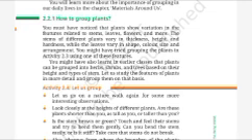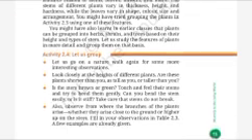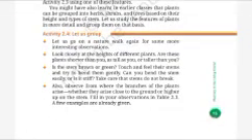You might have also learned in earlier classes that plants can be grouped into herbs, shrubs, and trees based on their height and types of stems. Let us study the features of plants in more detail and group them on that basis. Activity 2.4. Let us group.